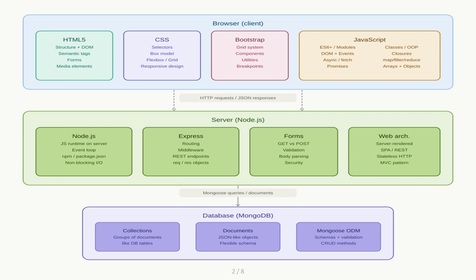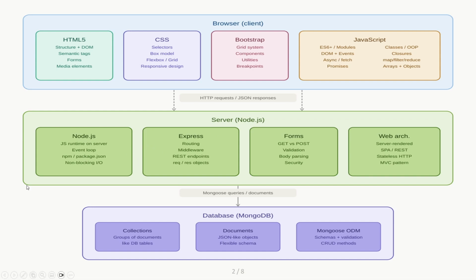Node.js is JavaScript running on the server. So it's the same language as the browser, but a different environment. It uses a non-blocking event loop, which means that if it's waiting for a database call or a file read, it's not going to freeze. It will keep running. And then npm is the package manager, which is how you manage libraries and dependencies.